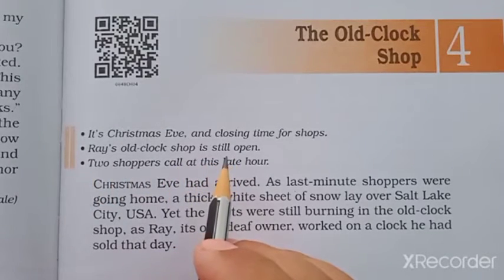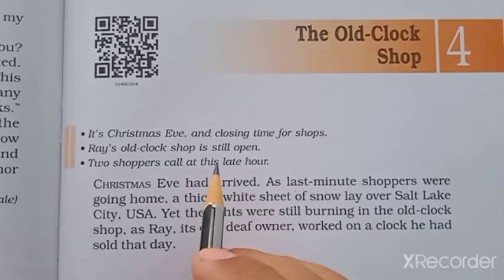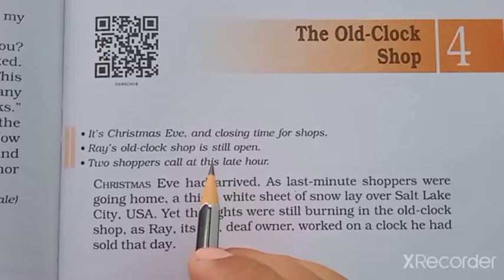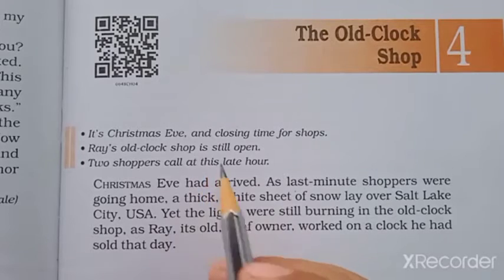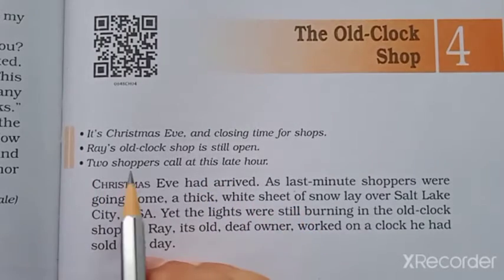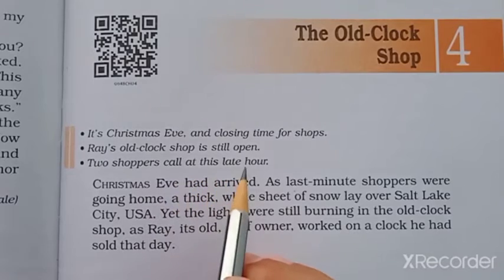Then in this first part of the story, you will find a man whose name is Ray. Say he is the owner of the old clock shop. Say his shop is still open at that late hour at night. Two shoppers call at this late hour.